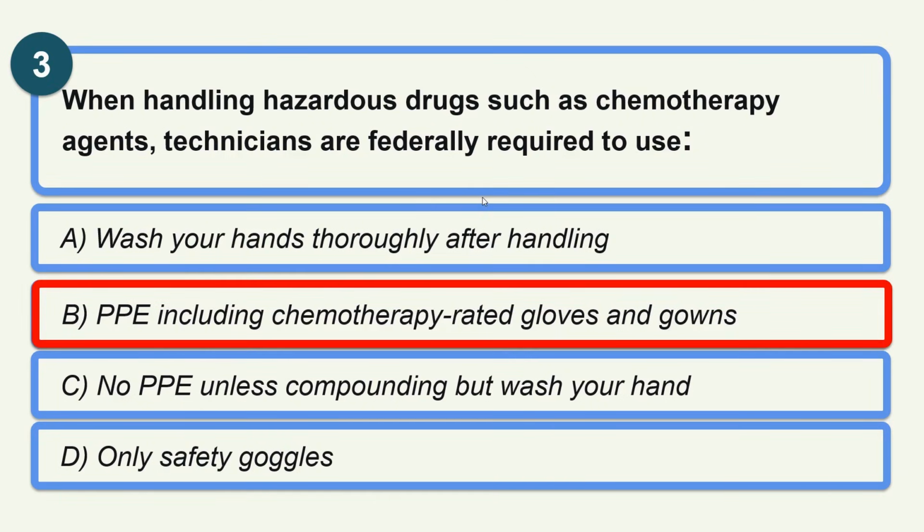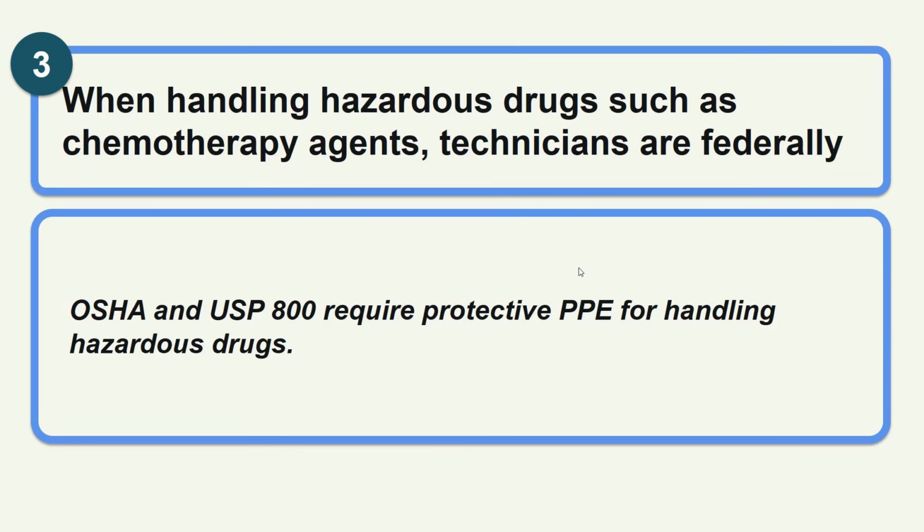The correct answer is, whenever handling hazardous chemotherapy substances, technicians are federally required to use PPEs, that is personal protective equipment, and that includes gloves and also gowns as well. And that is according to OSHA and also USP 800, which require using PPEs for handling hazardous drugs.